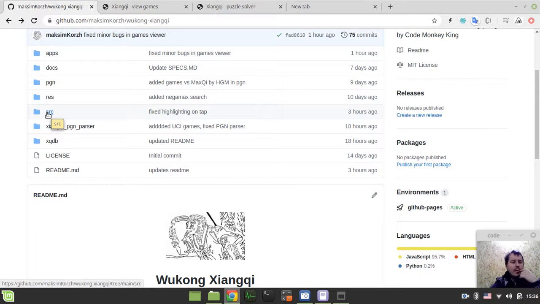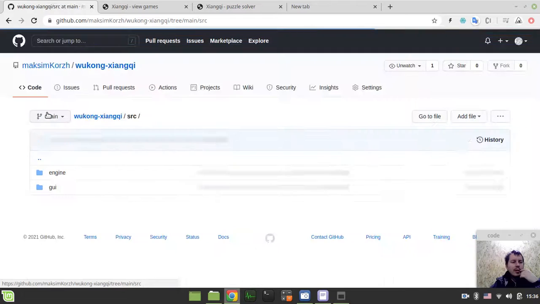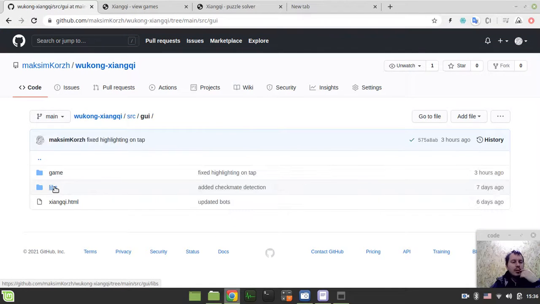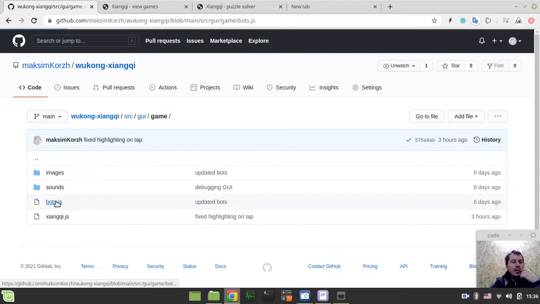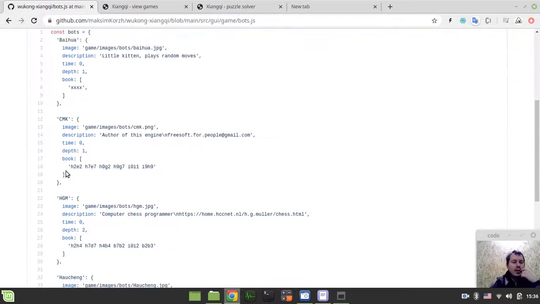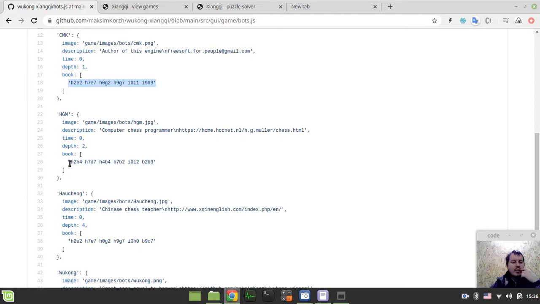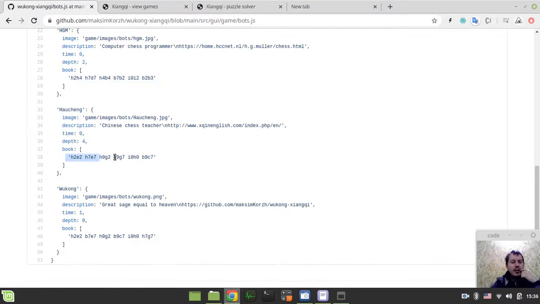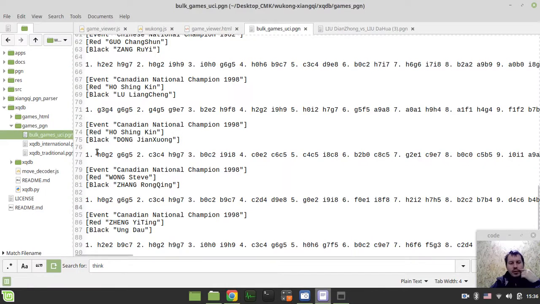Okay, so source, GUI game bots here. So you see, there is only a single opening line that I input by hand, but now that we do have these really 40,000 games, there is a source to get the opening lines from. So a great source of games to get the opening lines from. So it might be interesting to create a solid opening book based on these games.